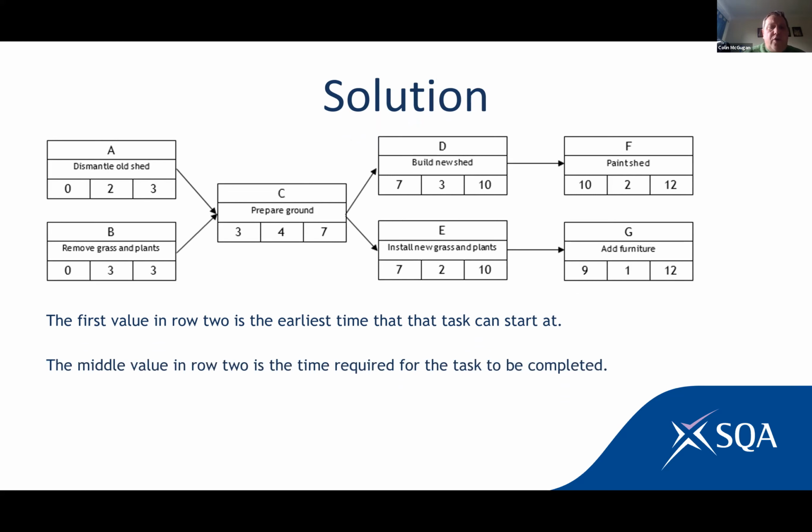The middle value in the row is the time required for the task to be completed. So that needs 2 hours for that task to be completed. And finally, the last value in the row is the latest possible completion time for that task. So although A only takes 2 hours to complete, because it's done in conjunction with B, and C can't be started before A and B are both finished, then the latest possible completion time for A is the 3 hours.